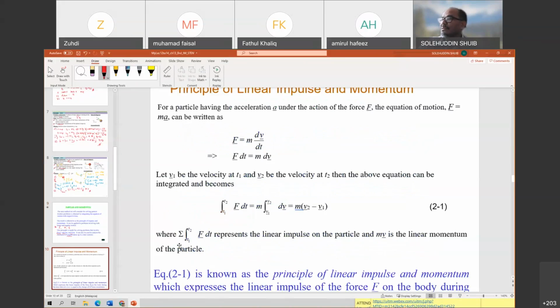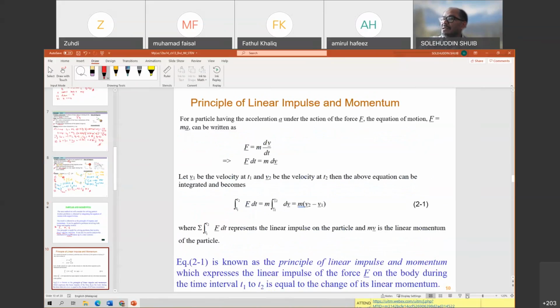So we continue. The next session we talk about the principle of linear impulse and momentum. This is to give you the fundamentals of it. Let's say for example a particle having an acceleration of a under the action of force F.